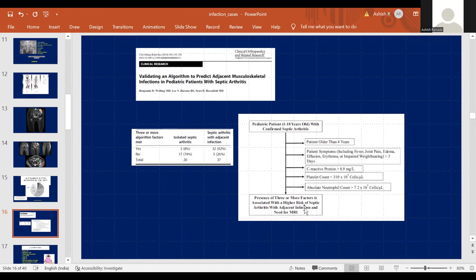So that's the point. Consider doing early MRI, because that will clinch the diagnosis of these pericapsular pyomyositis and arthritis, and you can intervene at the right time and treat that patient in the best possible way. Thank you.